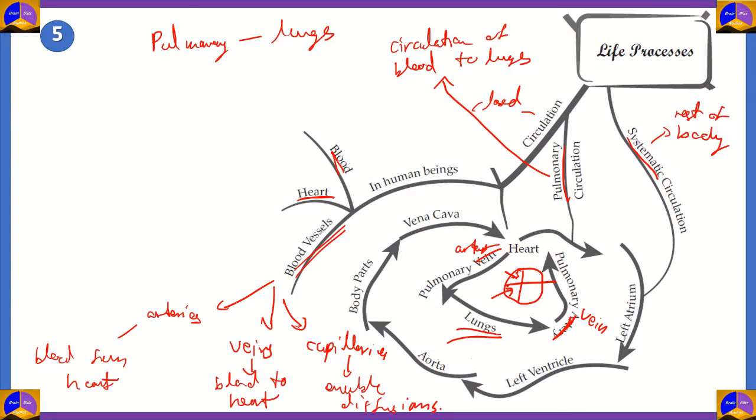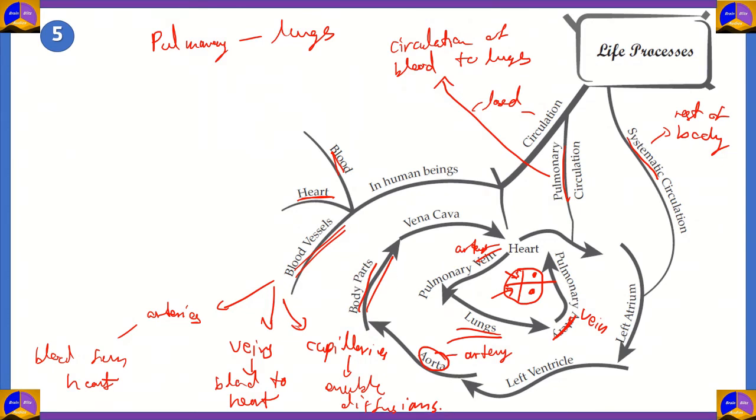Now, once it reaches the left atrium of the heart, that's right here, it moves down to the left ventricle, which is another chamber beneath the left atrium. And from the left ventricle, it moves through the aorta, which is basically an artery. It's also known as the largest blood vessel in the human body. So from the aorta, it goes into other arteries and eventually reaches all of the body parts, except for the lungs, of course. So all of the body parts, even the heart, get their dose of blood.